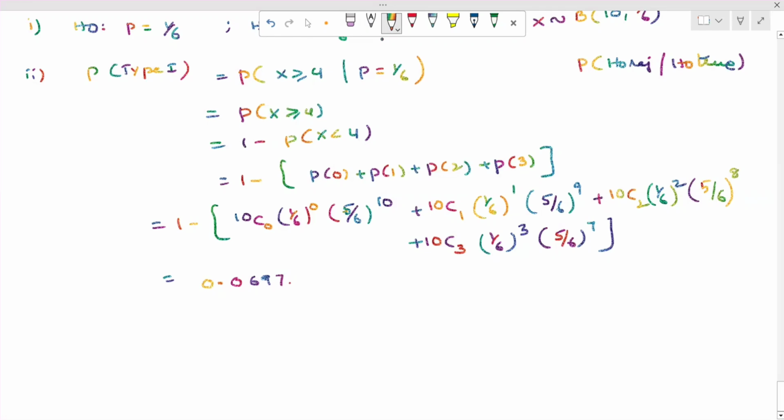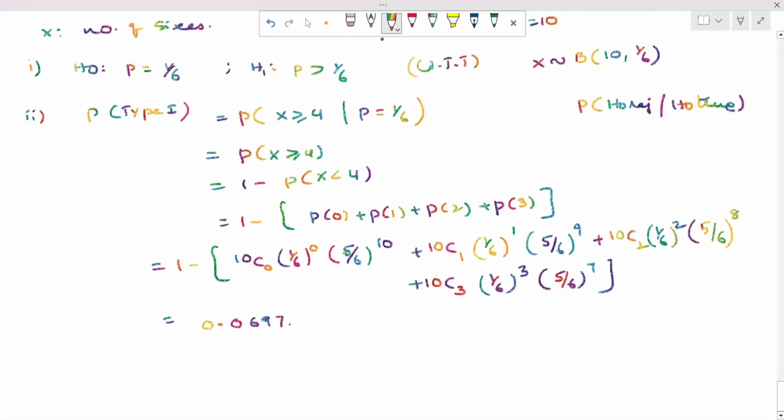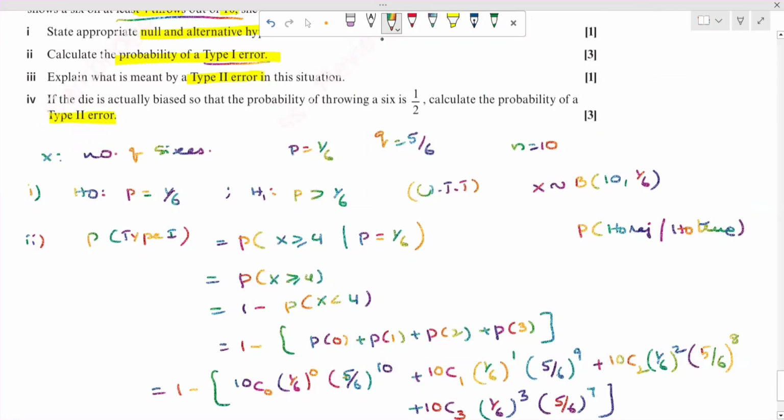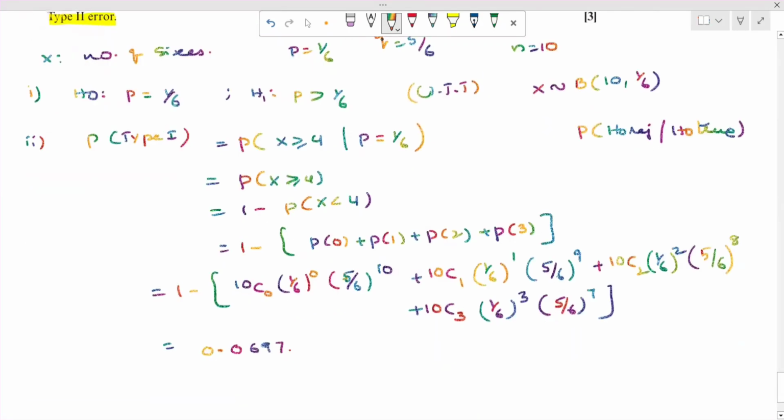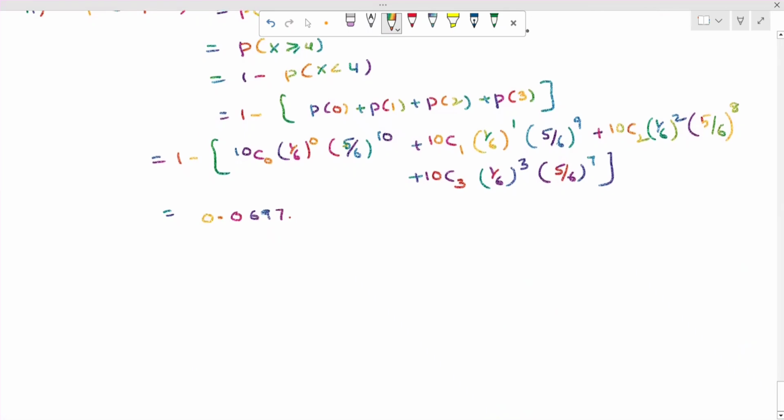Now, what is the third question? The third part: we have to write the situation, the type 2 error situation. Okay, what is type 2 error over here? Let me write the concept. Type 2 error is, what is the meaning? It means H naught is accepted given that H naught is false.